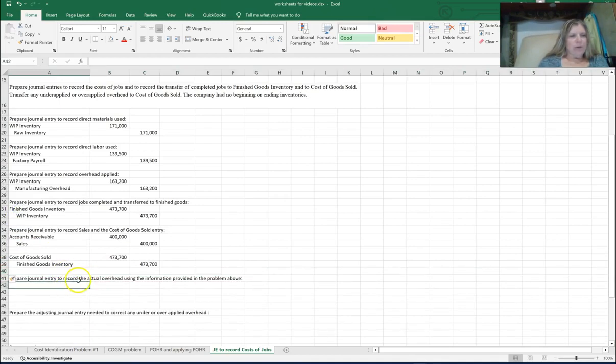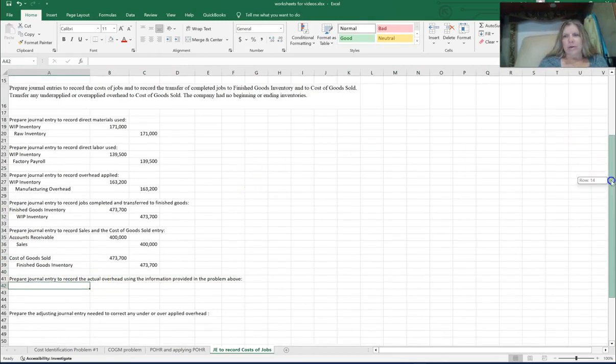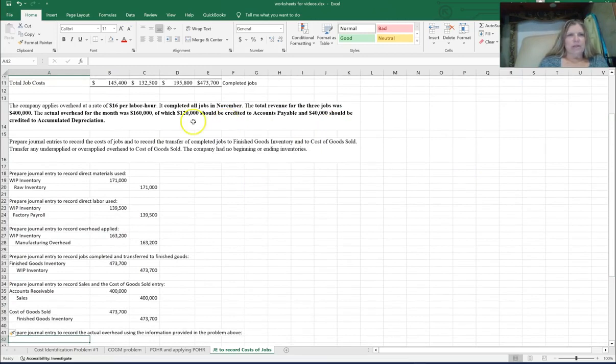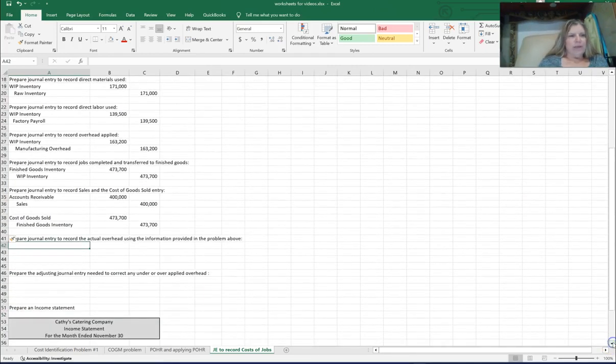And then it says prepare the journal entry to record the actual overhead using the information provided above in the problem. So we need to go back up here and see what they tell us that was. It says actual overhead for the month was $160,000, of which $120,000 should be credited to accounts payable and $40,000 should be credited to accumulated depreciation. So we need to record the actual overhead. So we are going to debit manufacturing overhead.